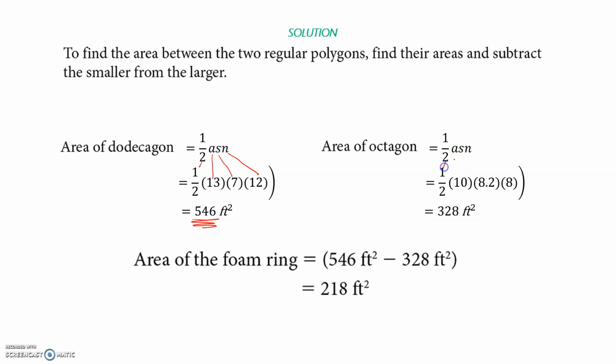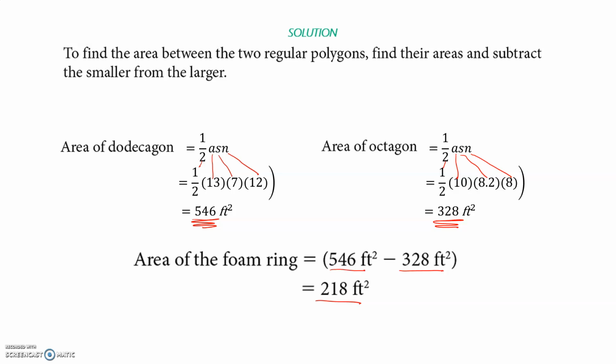In the octagon, here's 1/2. The apothem was a 10. The length of a side was 8.2, and the number of sides was 8. When you multiply that, you get 328. So the area of the foam ring would be taking the entire dodecagon and subtracting out the inner octagon, and then what would be left would be the edge of 218 square feet.